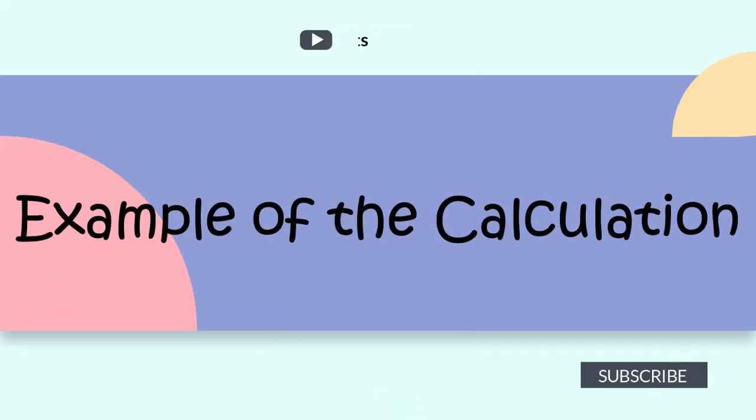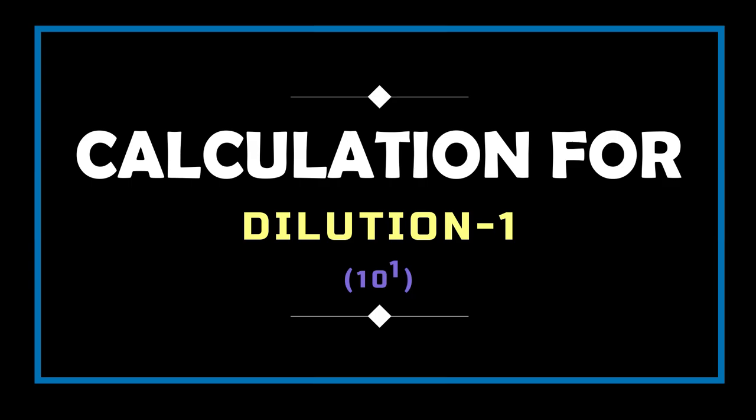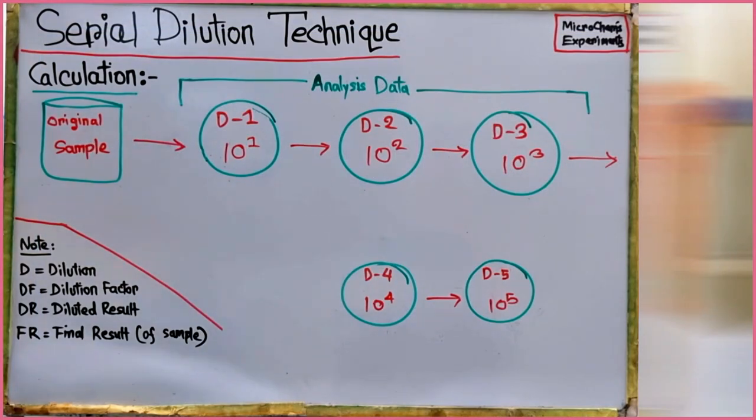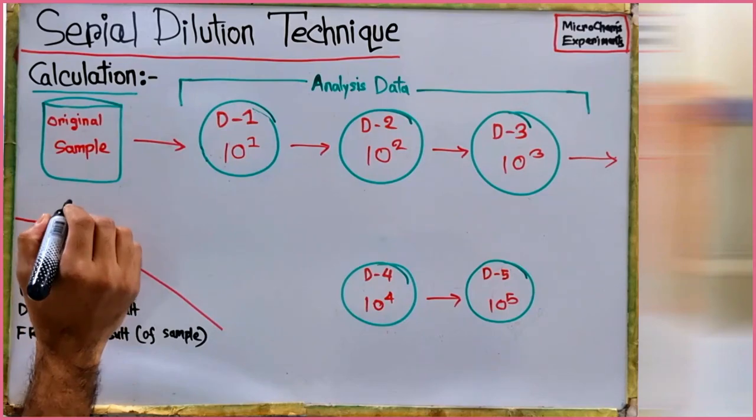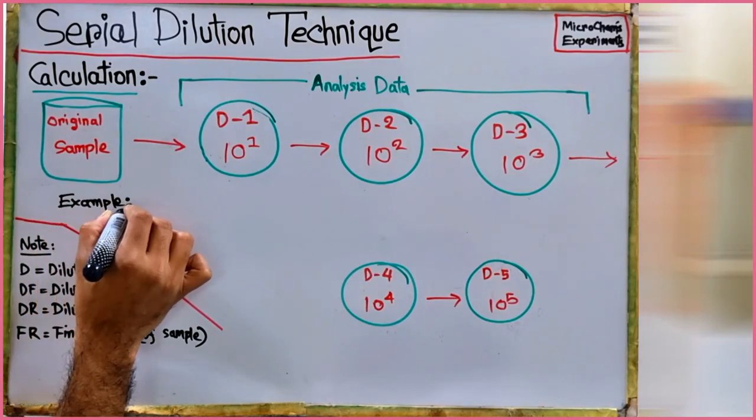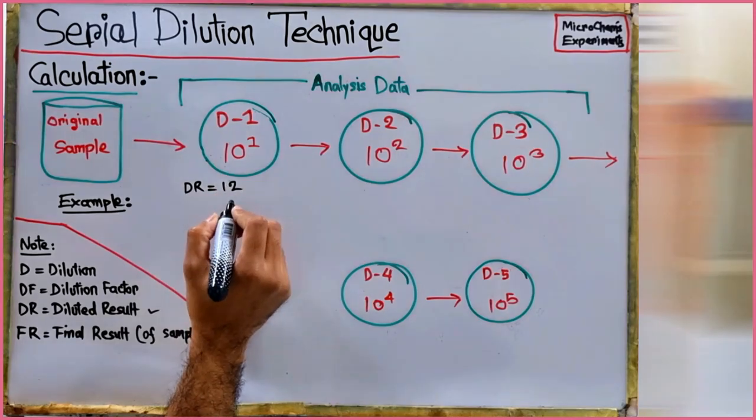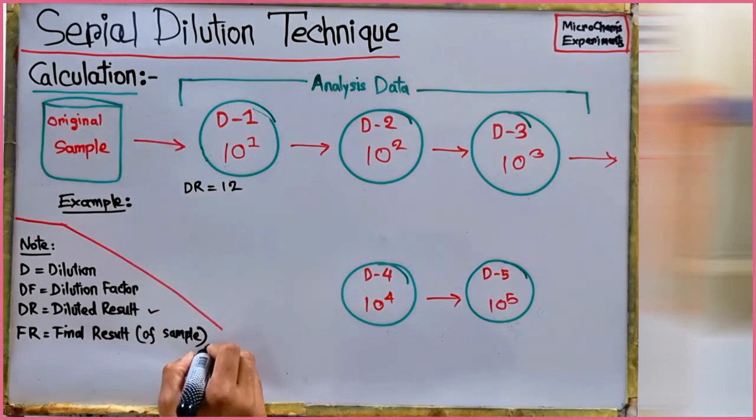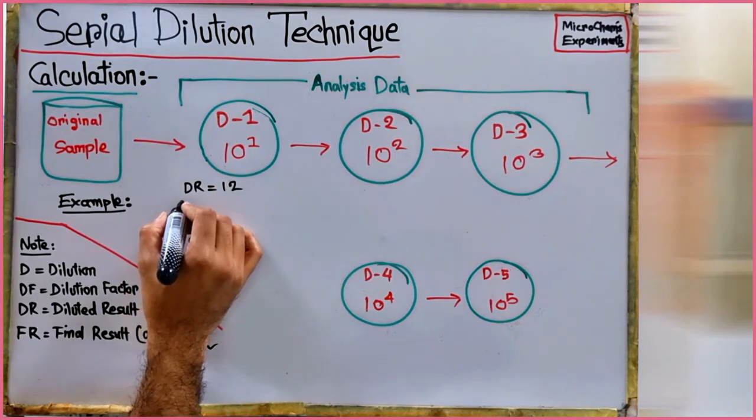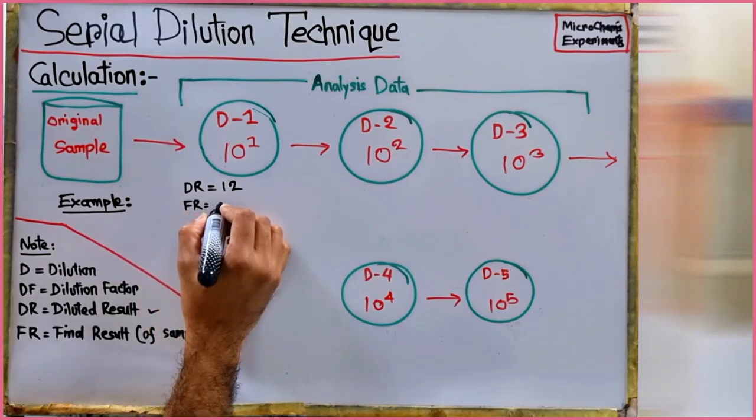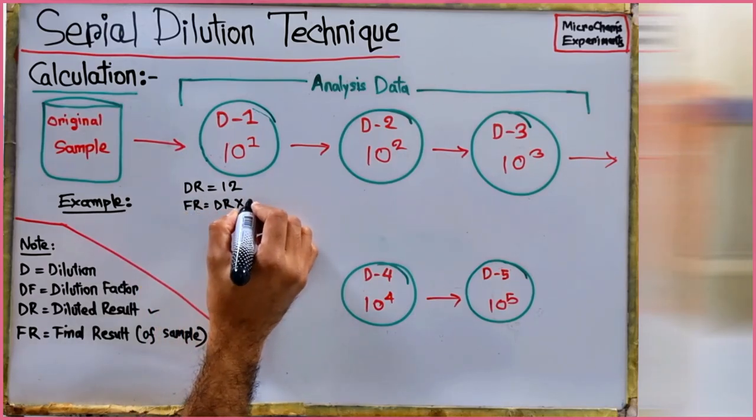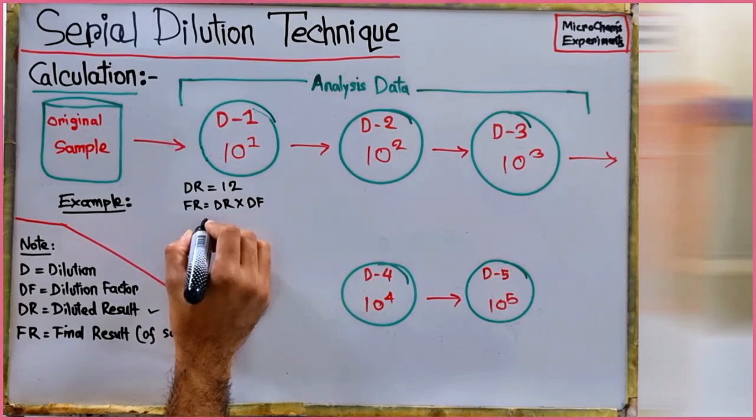Let's learn the calculation of this serial dilution technique. At first, we will learn the calculation from examples. Calculation for dilution 1. Suppose we found 12 value as a result of first dilution. So 12 is our diluted result. Now we have to calculate the final result of the original sample using this diluted value by multiplying with the dilution factor of this dilution point.